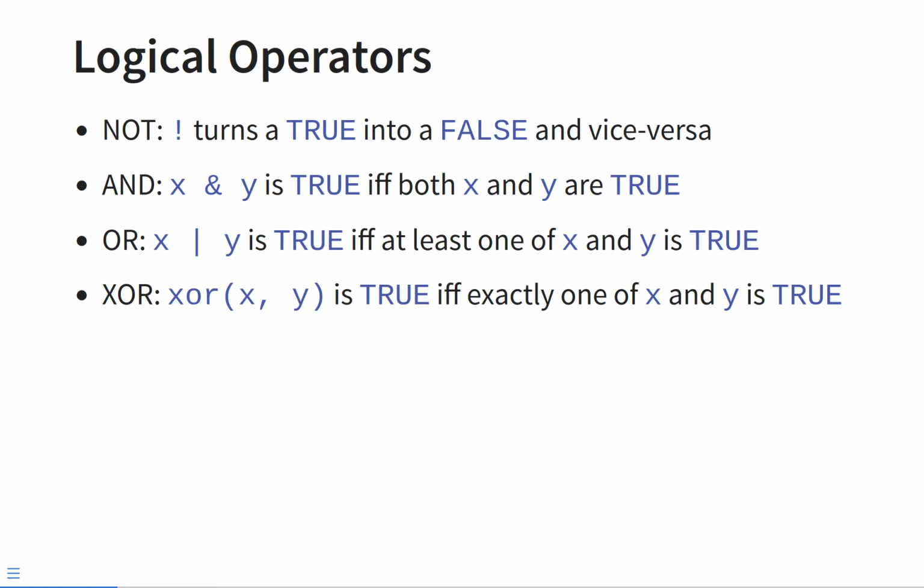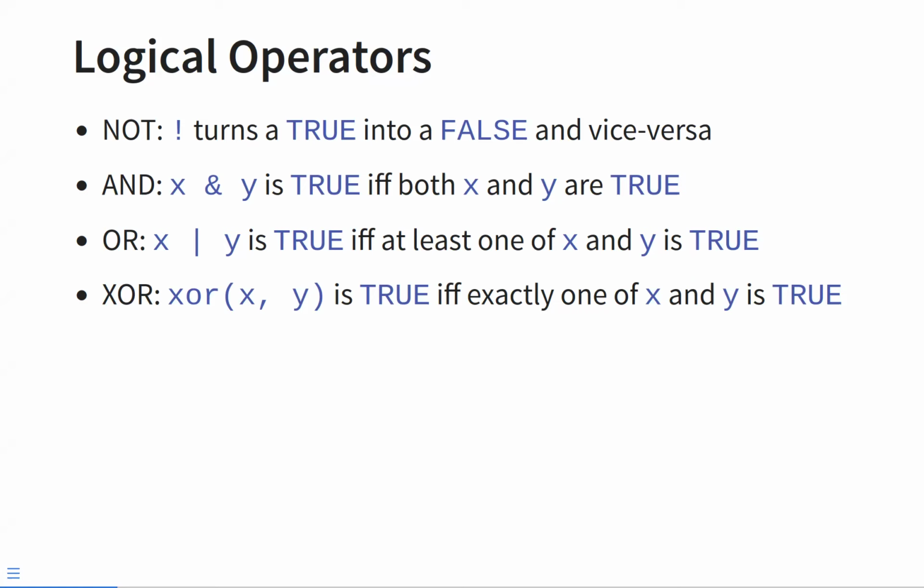And is a logical operator that returns true if both X and Y are true. X and Y, again, is true if and only if both X and Y are true. In R, the logical operator for and is an ampersand. Or is a logical operator that returns true if and only if at least one of the two conditions is true. In R, the logical operator for or is this vertical bar.